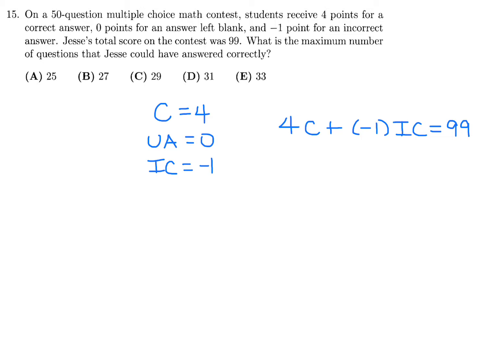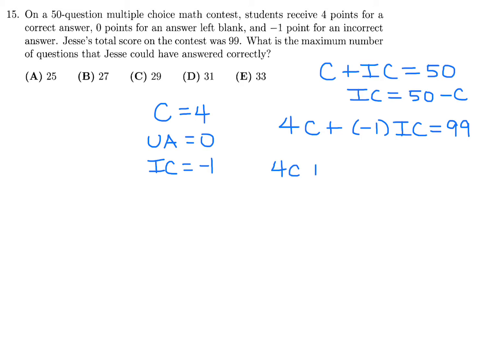Well, one thing we know for sure is that we can sort of look at it in a way that he answered all the questions. So C plus IC is equal to 50. I think that's the only way we're going to get a maximum number for C. So if that is the case, we can isolate for one of these guys. We can isolate for IC incorrect, which is just 50 minus C, and then substitute that in.